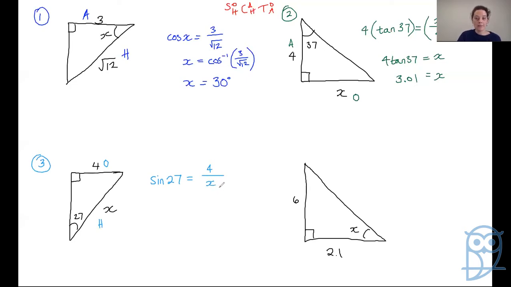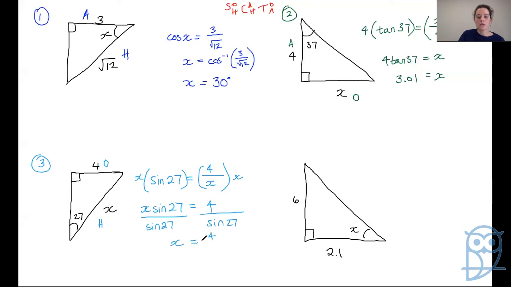So now we've got the same thing. We've got an x, we want to solve for it. Sine 27, that's a number, but we're going to leave him tucked up until the end. Okay, so x, we don't want him on the bottom, so we need to multiply both sides. So we have x sine 27 equals 4. Well, we don't want x times sine 27, so we're going to divide by sine 27. So we're going to get x equals 4 divided by sine 27.